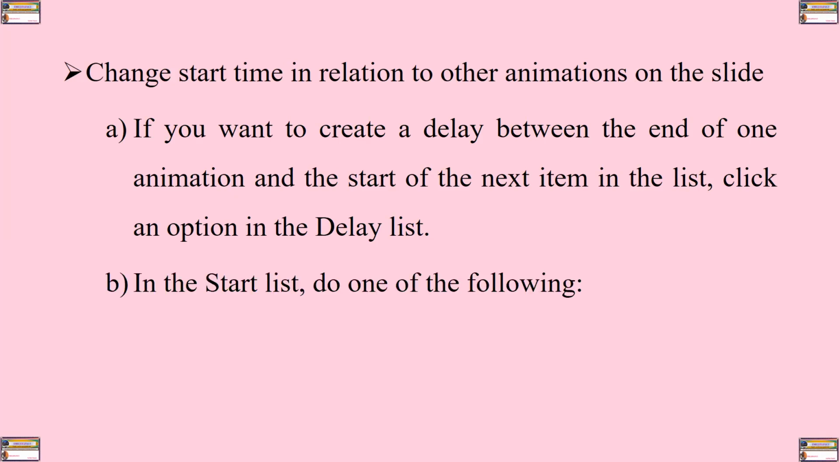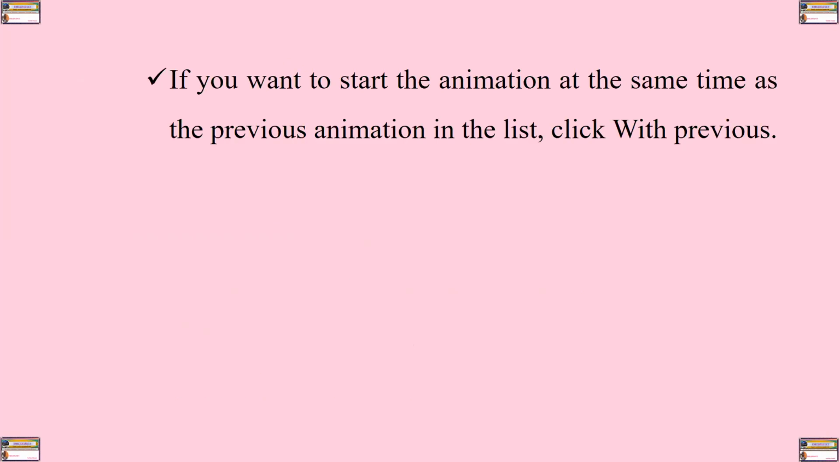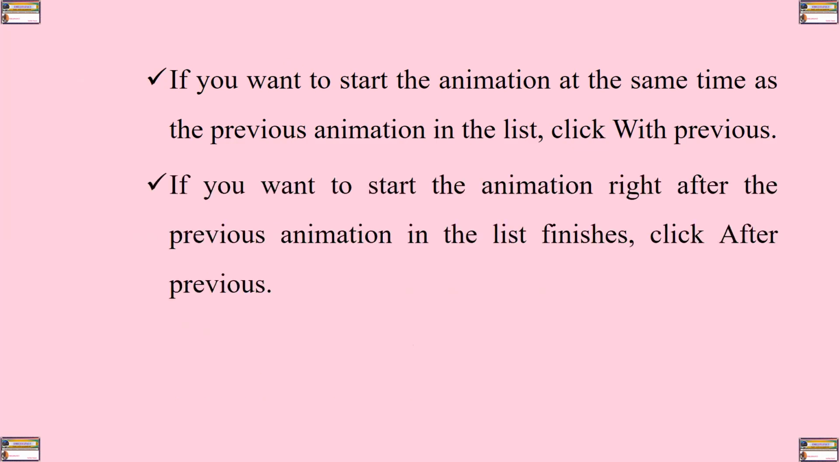Then, in the start list, do one of the following. If you want to start the animation by clicking the slide, click on click. If you want to start the animation at the same time as the previous animation in the list, click with previous. If you want to start the animation right after the previous animation in the list finishes, click after previous, and then click OK.